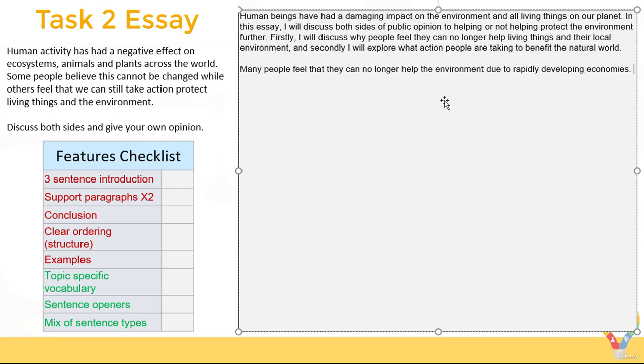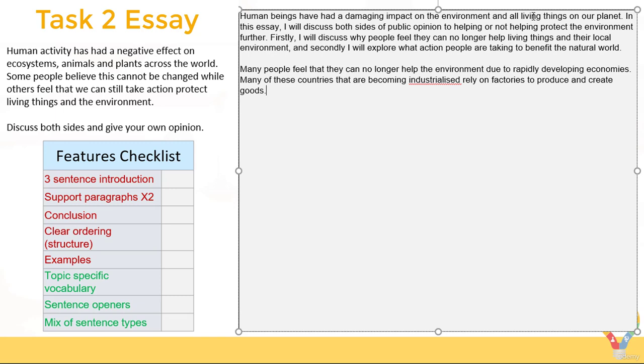Now we can add more detail with a support sentence. So we can say many of these countries that are becoming industrialized. Again, more topic-specific vocabulary. Excuse my spelling there, and British spelling with an S. Many of these countries that are becoming industrialized rely on factories to produce and create goods.